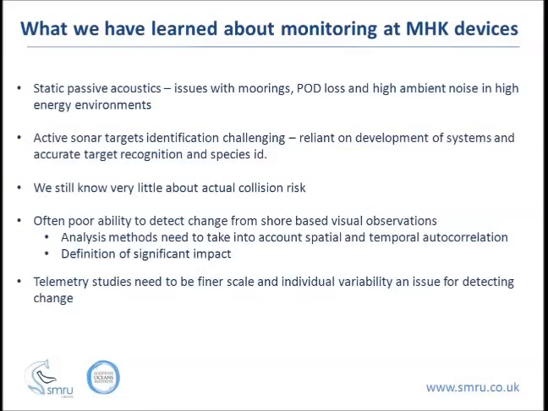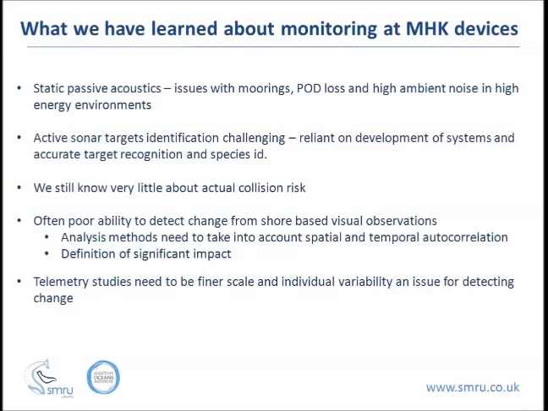On the active sonar front, we're developing some experience there, and we've realized that identification using the currently available technologies is challenging, and we're going to be quite reliant, I think, on the development of systems which can accurately recognize targets and potentially provide ID for species if that's to be used as a tool for monitoring the behavior of animals around devices. And because of the active mitigation requirement at CGen, we actually still know very little about actual collision risk. At the moment, there's still an exclusion zone, and the turbine is shut down if a marine mammal approaches within 30 meters. So we still don't know about that avoidance behavior to parameterize actual collision risk.